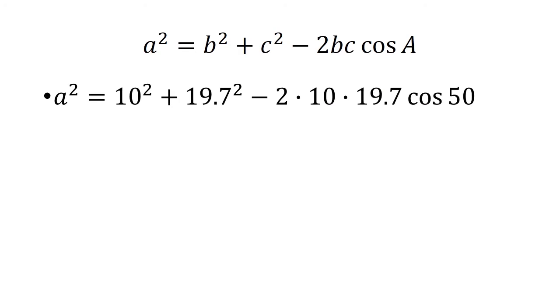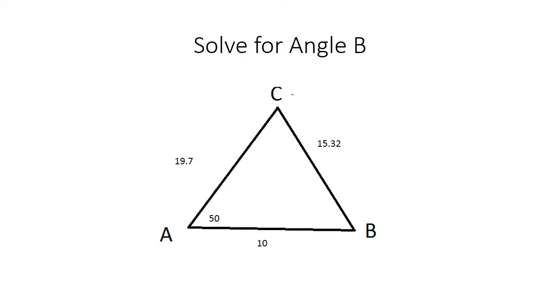Well, that's what we get. Whip out your calculator, of course, and calculate. A is 15.32. We'll round it to 2 places. So let's put that back on our triangle. Okay, now we know all the sides. We know little a, little b, little c, and we have angle A. We're still trying to find angle B. What are we going to do at this point?